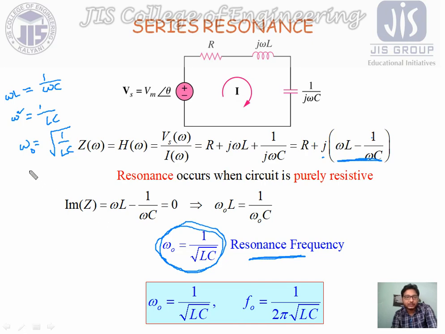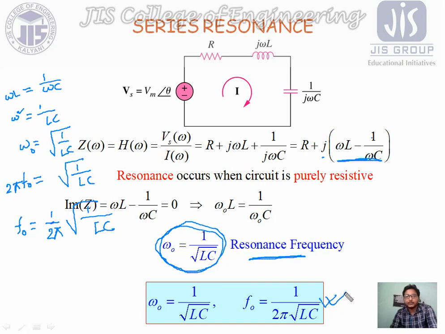Now again, omega 0, omega means 2 pi f. So again we can write 2 pi f0 equals root over 1 by LC. So we can simply find the frequency directly, rather than the angular frequency. We can directly find f0, that is equal to 1 by 2 pi into root over 1 by LC. So that is written over here.